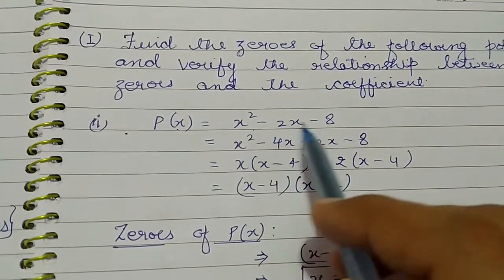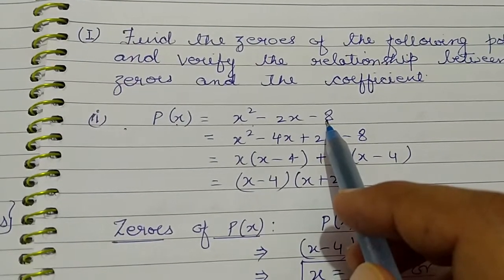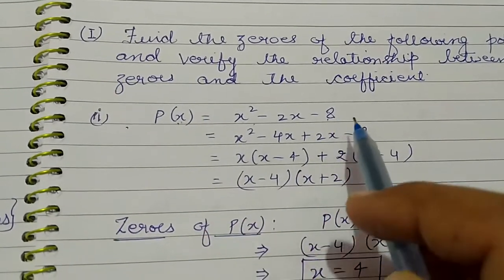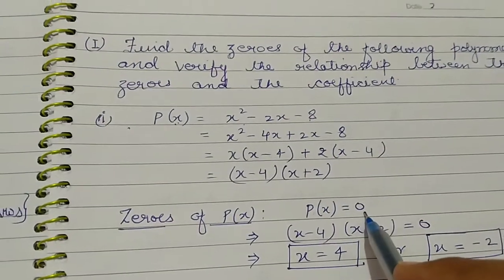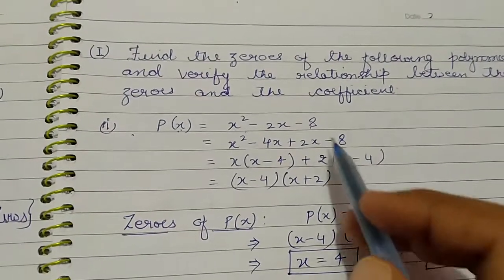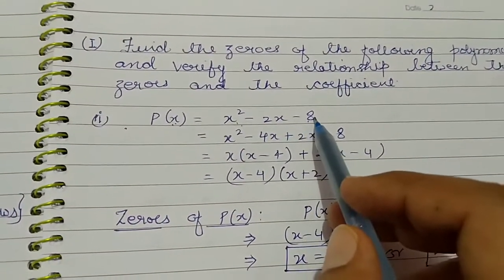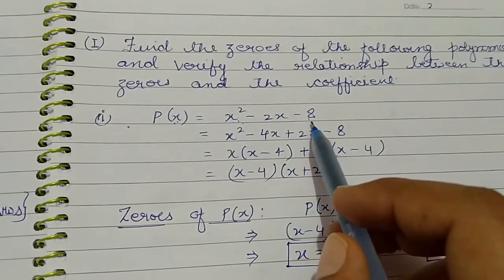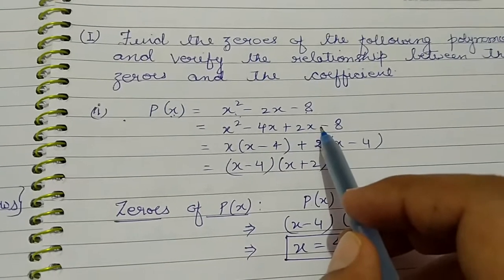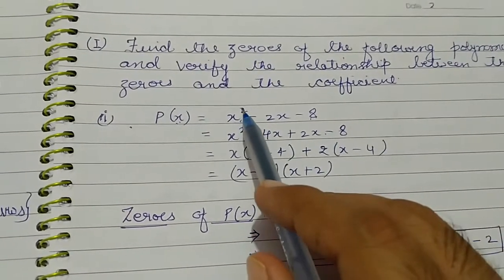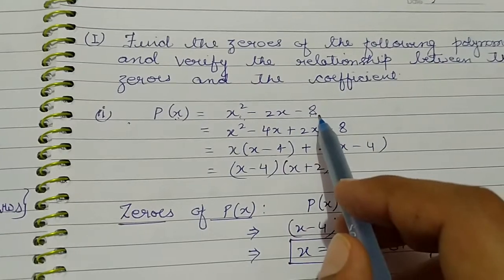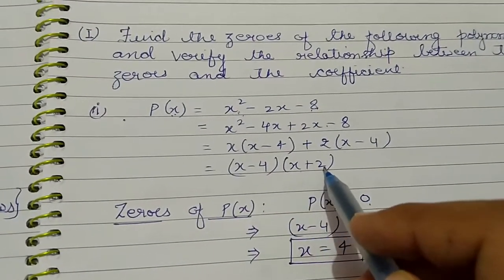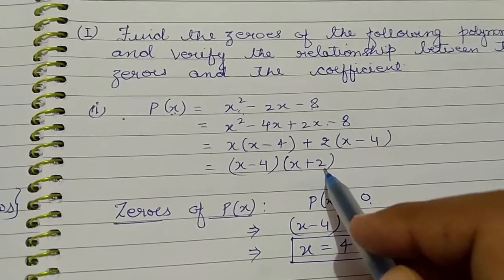and for the zeros of this polynomial we know that p(x) should be equal to 0. But first we factorize this quadratic polynomial using the method of splitting the middle term. We can factorize x square minus 2x minus 8 in the form of (x minus 4) and (x plus 2).